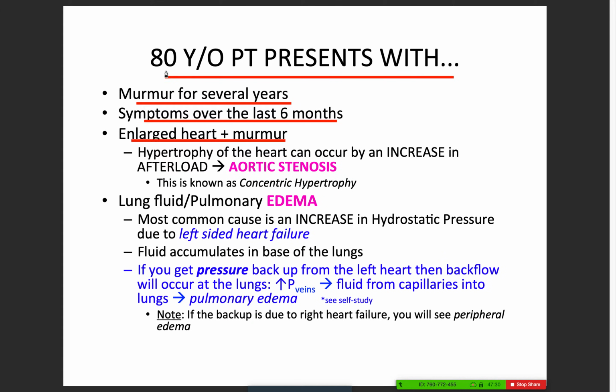For just this history, someone who's a little bit older, who's been having this murmur for several years, but the symptoms are getting worse over 6 months, and then you do a chest X-ray, you see an enlarged heart.